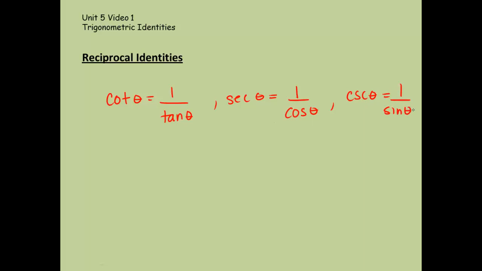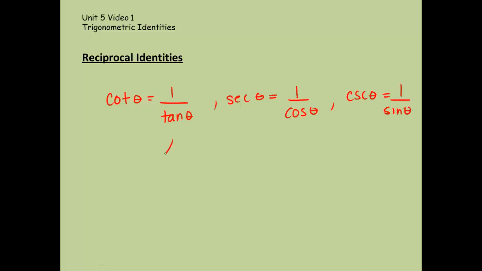Your reciprocal identities. We've actually talked a lot about reciprocal identities already in class. Let's go ahead and define them. Cotangent is 1 over tangent. They are reciprocals. The definition of a reciprocal is 1 over the function itself. So secant of theta is defined as 1 over cosine of theta, and cosecant of theta is equal to 1 over sine of theta.